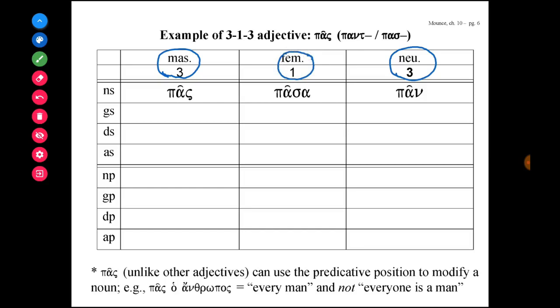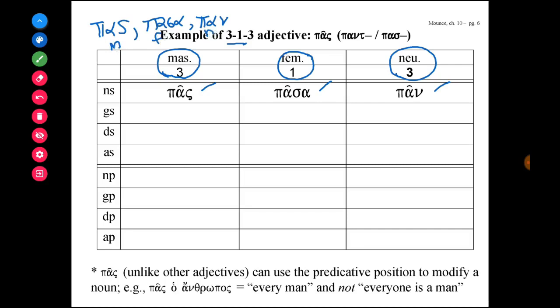And a good paradigmatic adjective that's 3-1-3 is pas, pasa, pan. And so we have pas, pasa, pan. This is the lexical form. If you were to see this written out in your lexicon, it'd be written as pas, pasa, pan. This is the masculine form, the feminine form, and the neuter form.